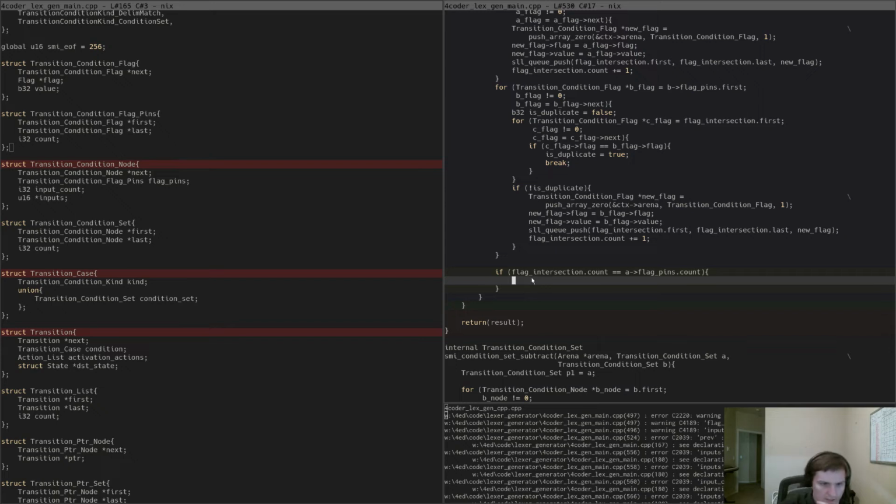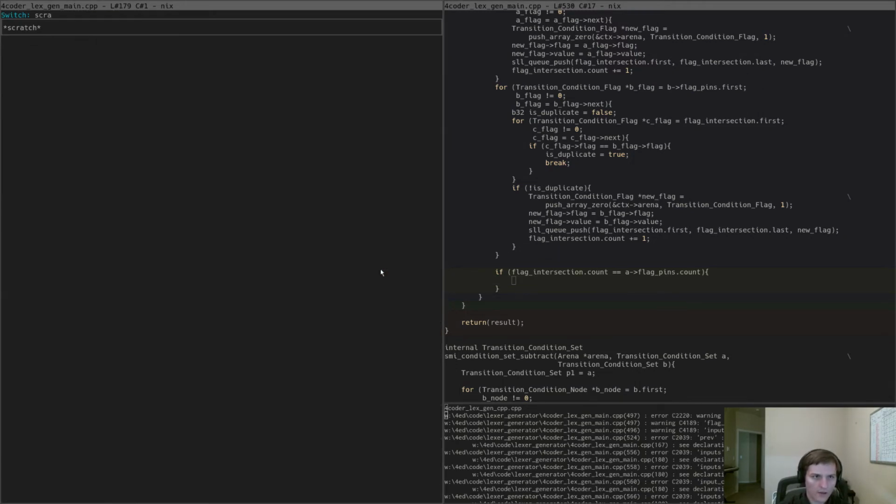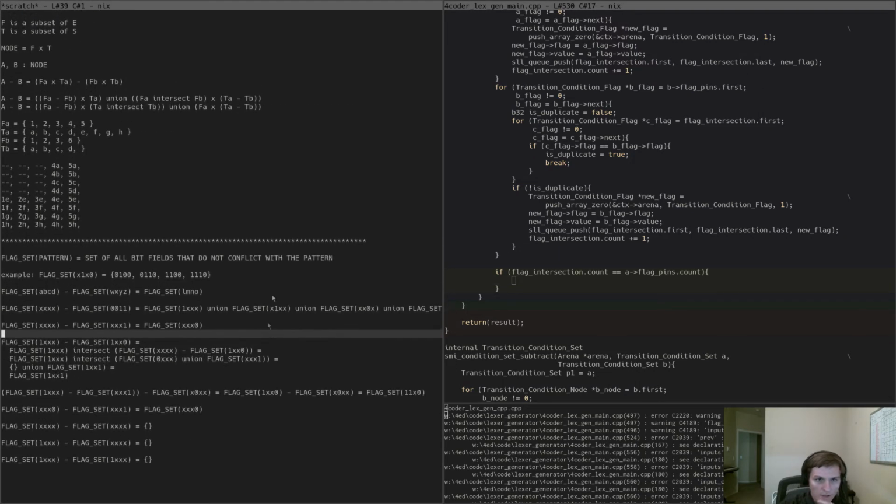the flag set is the same. I need to go back to my set algebra here. So if the intersection of TA and TB is TA, then TA minus TB is an empty set. That's the idea. If TA minus TB is an empty set, then we can just emit this.